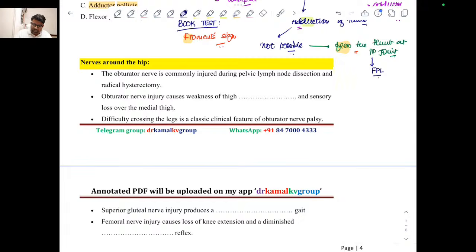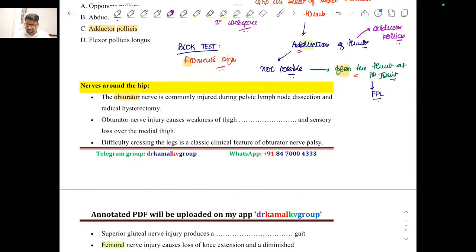Now one of the important nerve is obturator nerve, right? Obturator nerve. Then second important nerve is the femoral nerve. Now obturator nerve is commonly injured during pelvic lymph node dissection or radical hysterectomy, that is removal of the uterus. So these are the two possibilities, two clinical scenarios where there are high chances of injury to obturator nerve: pelvic lymph node dissection or radical hysterectomy.